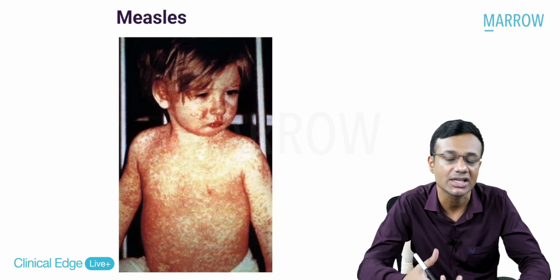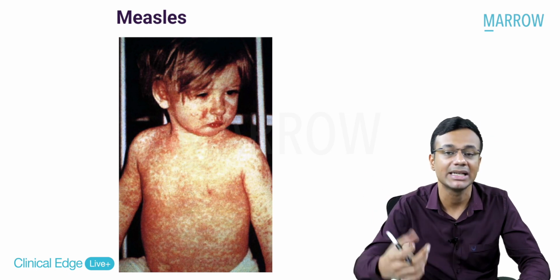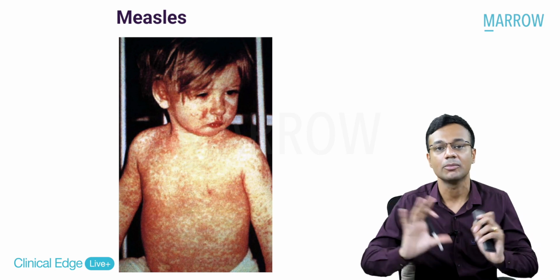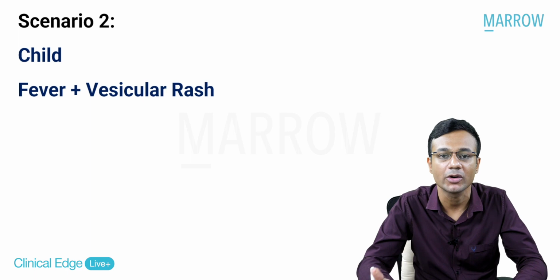So this is the measles rash, which I told you starts behind the ear, goes to the neck, trunk, and the extremities, leaves behind hyperpigmentation, whereas sixth disease starts from the trunk, moves outwards, and face is spared in roseola infantum. Case scenario number 2.